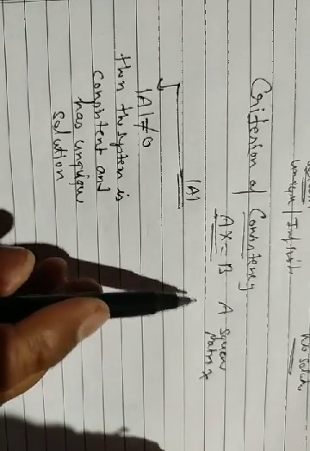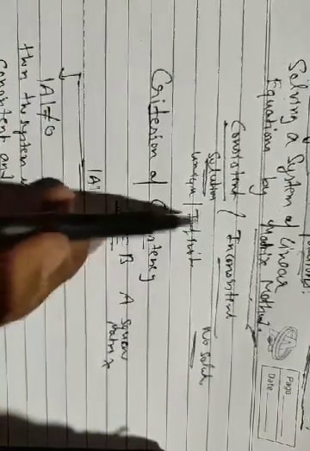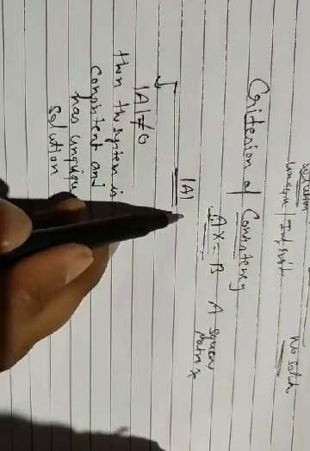First of all, we represent our system of linear equations in the form AX equal to B, where A is a square matrix formed by the coefficients of the linear equations. Then we find the determinant of the square matrix. If the determinant is non-zero, it means the matrix is non-singular, and then our system is said to be consistent and has a unique solution.